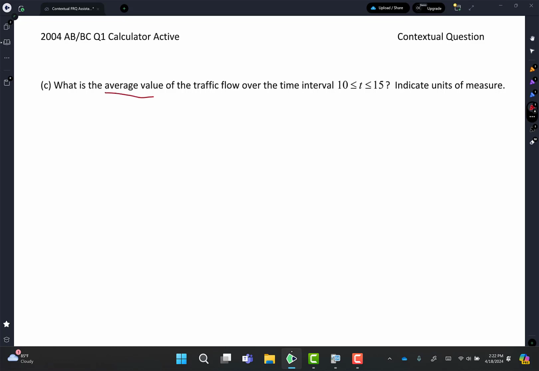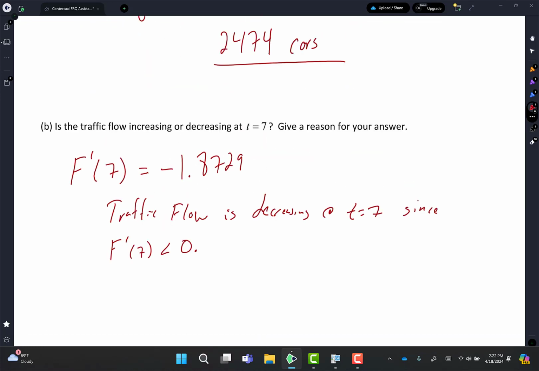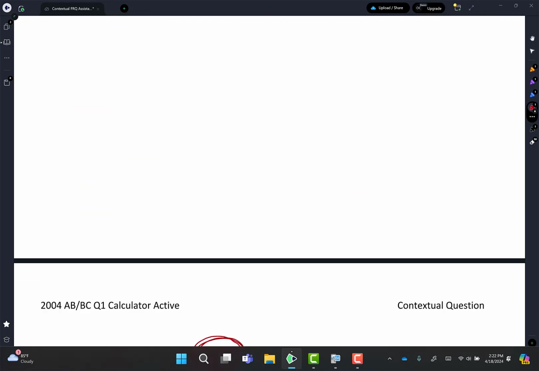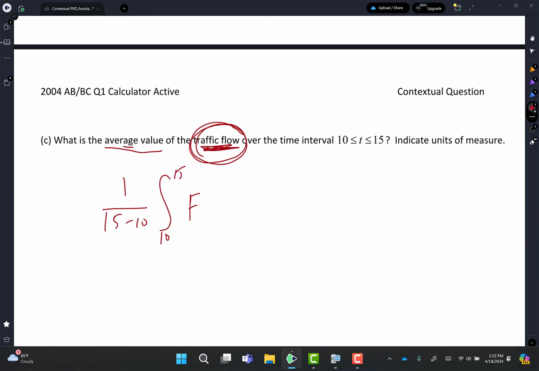So they want the average value of what? Traffic flow happens to be f of t. So that means I just want the average of f. So 1 over 15 minus 10, integral from 10 to 15 of what? Time out. They want the average of traffic flow. And what is traffic flow? F of t. So then what do I put inside this integral? F of t.